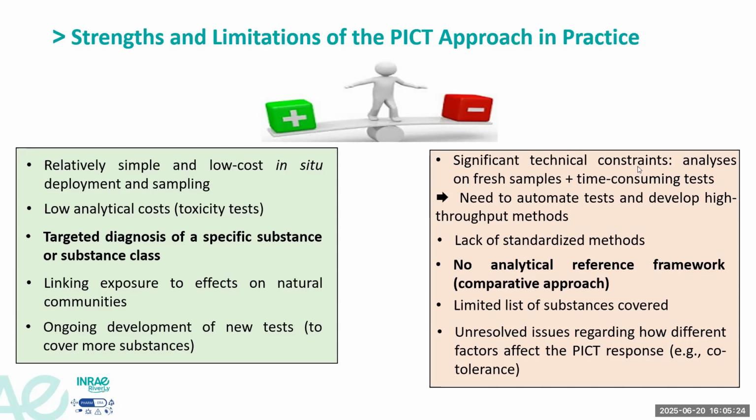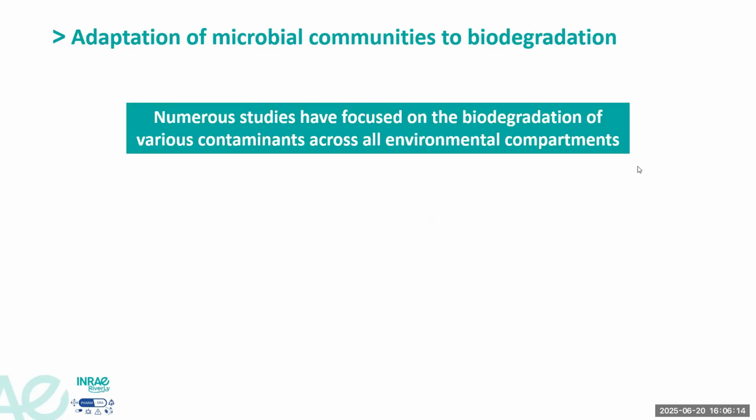But an important limitation is that there are a lot of technical constraints with PICT because you have to work with fresh samples, because you have to be able to measure activities, meaning that you have to have fresh samples, and the tests are generally time consuming. So we need to develop automated tests and probably high throughput methods. There's also a lack of a standardized method because all the labs use their own methods, so it's sometimes difficult to compare the different results. And there's a lack of analytical reference framework, still a limited number of substances that are covered, and as previously mentioned, we also have to improve our knowledge about the influence of different kinds of environmental factors.